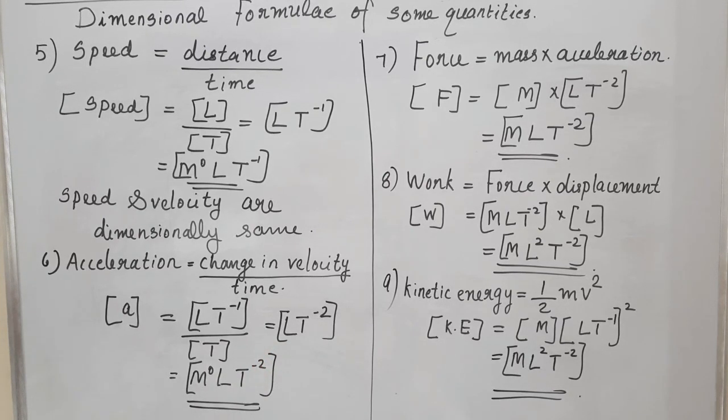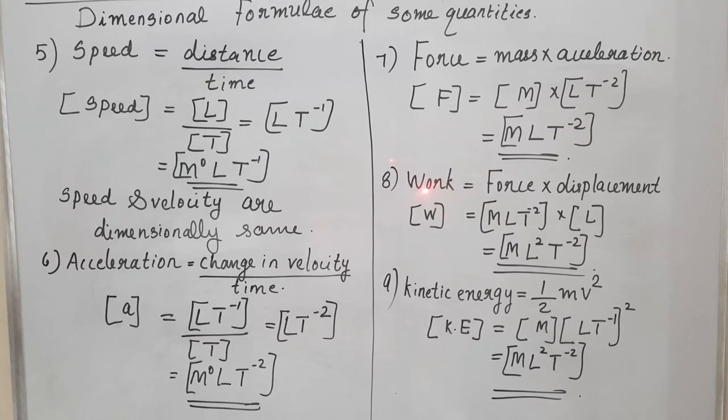Now coming to next, that is force. Force is given by Newton's second law, that is mass into acceleration. So dimensional expression for force is equal to M for mass, acceleration L T raised to minus 2. So it is M L T raised to minus 2. So it has the dimensions 1 in mass, 1 in length and minus 2 in time.